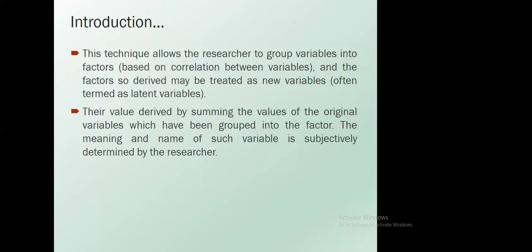First we have to decide into how many factors to reduce those 25 variables: 5 factors, 6 factors, or 10 factors. That is question number one. The second question is, once you have decided the factors, which particular variable is going to come under which factor.